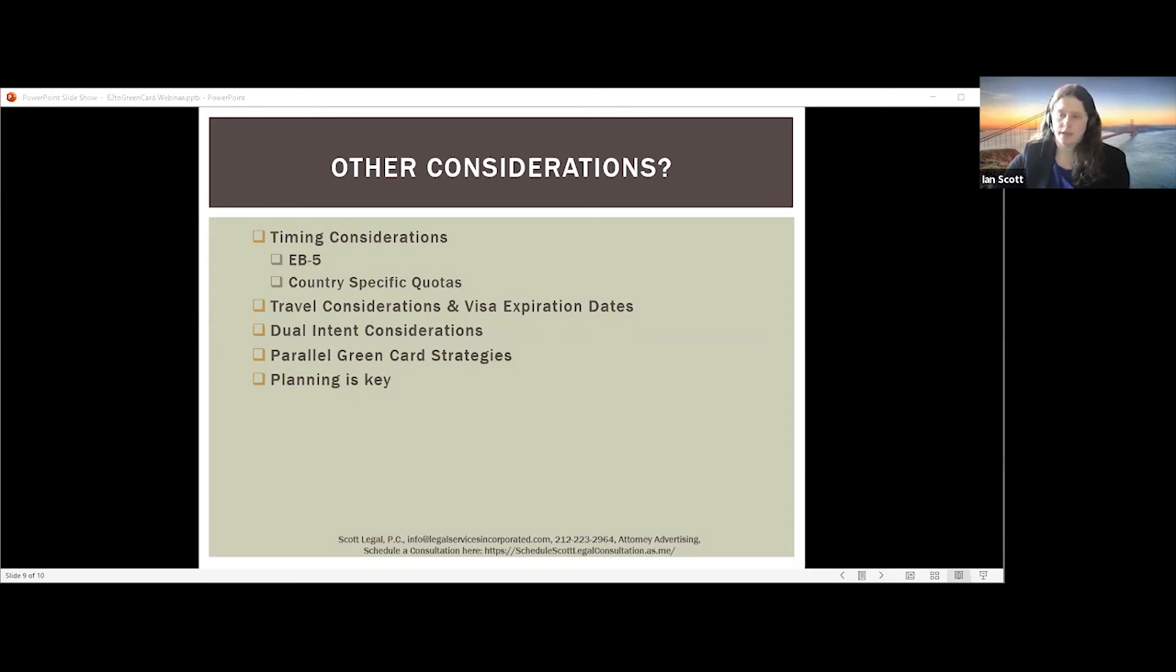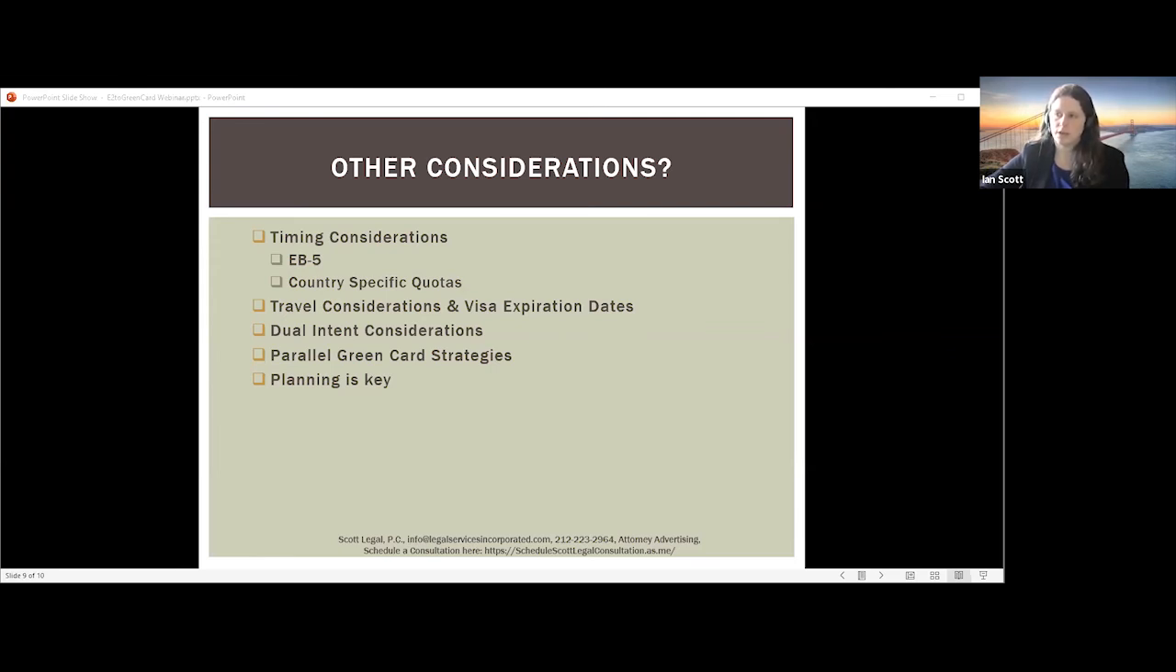So, one is timing. For EB-5, as we talked about previously, there are very long delays for the I-526, but now there's this new benefit of being able to concurrently file the I-485 if you're already in the United States in a valid status that allows adjustment of status. Also important to consider are country-specific quotas. That's where you would look at the visa bulletin to see if your category is current. If it is, then you are able to file your green card application. If it's not, then you would need to wait until your category is current based on your priority date.